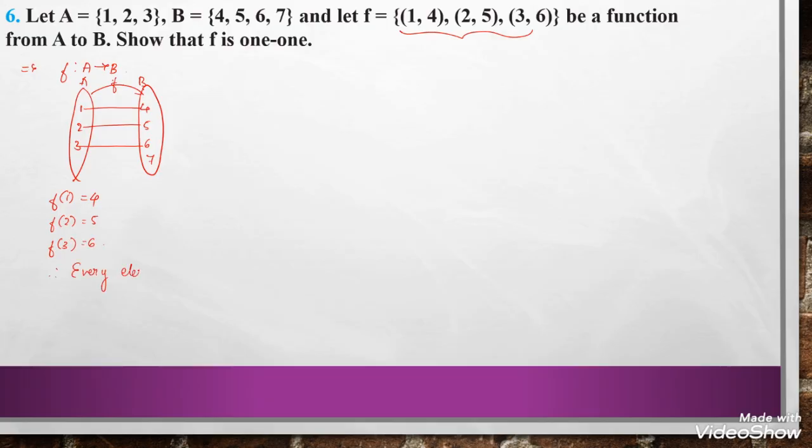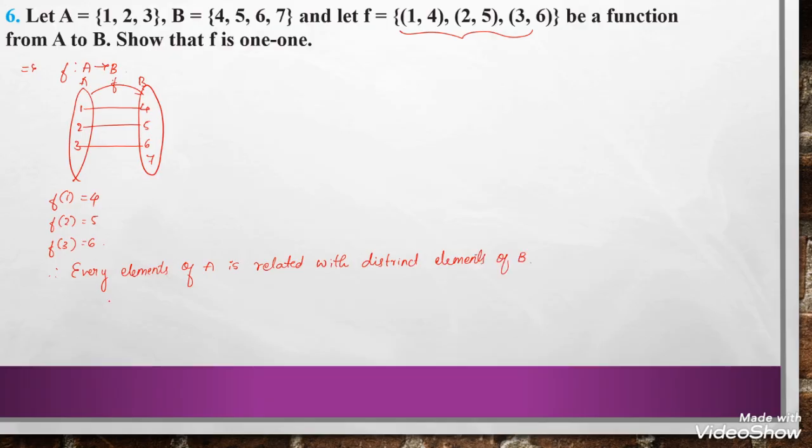So I can write that every element of A is related with distinct elements of B.